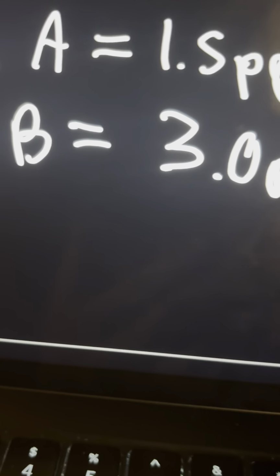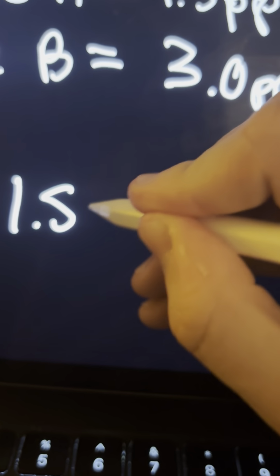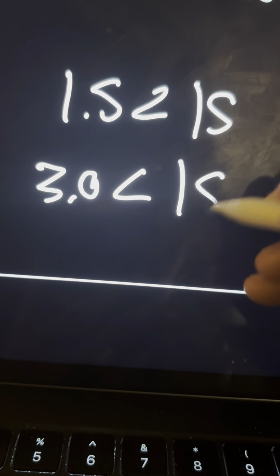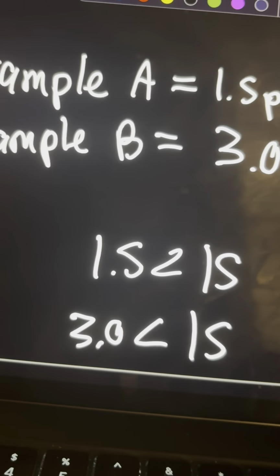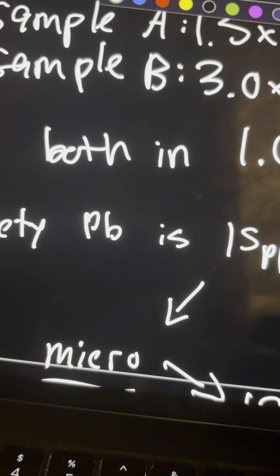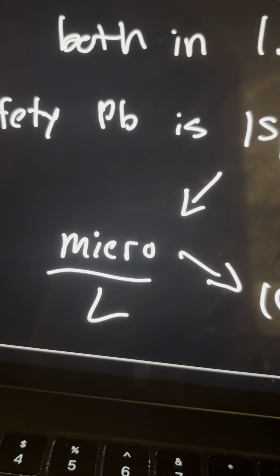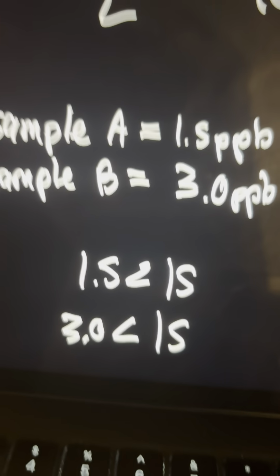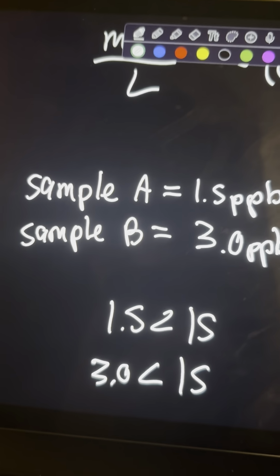If you look at these, 1.5 is less than 15, obviously. 3.0 is less than 15. So sample A and sample B do pass the safety inspection of being less than 15 parts per billion of lead. So this water is safe to drink, or whatever context they're using it in, it is safe to use.